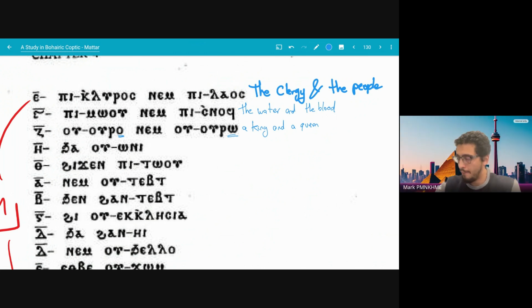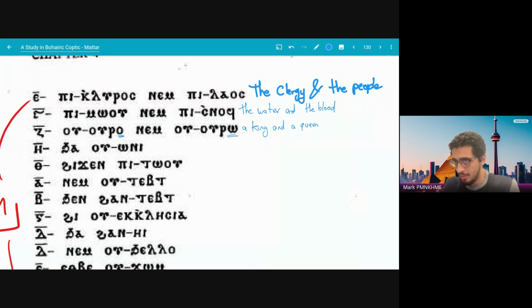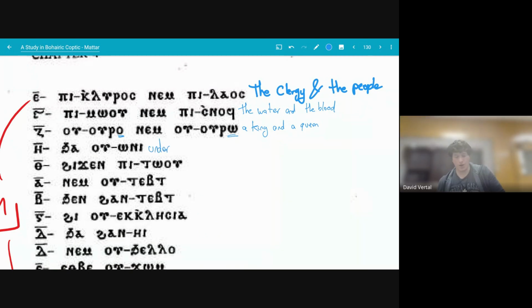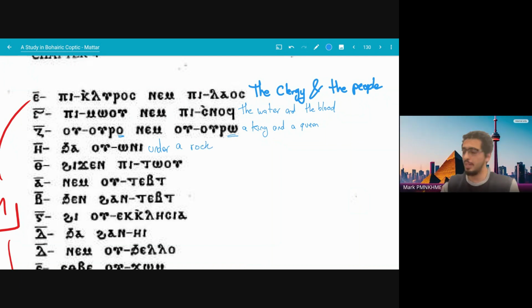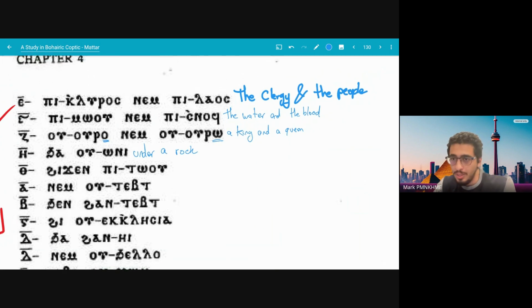Next one. Yes. Under the rock. Or a rock. Yes, under a rock. Again, for Ben, kha, if you remember from Sahidic, is ha. It's ha in Sahidic. The kha sound becomes a huli. All right. Pretty good. Let's go to the next one.